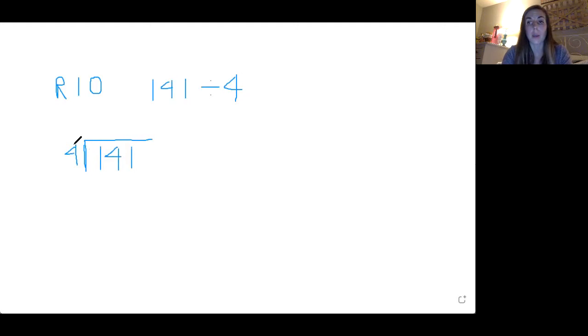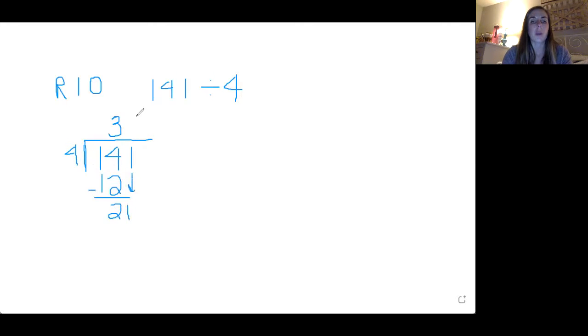We're going to start like normal. So 4 into 1, no. So 4 into 14. Okay, how many times does it go? It goes 3 times. I'm going to put the 3 above the 4. Remember to line it up very neatly with whichever number you're dividing into so that you can have your decimal in the right spot. Okay, so we have 4 into 14 goes 3 times. 3 times 4 is 12. So we're going to subtract, get 2, bring down your 1.